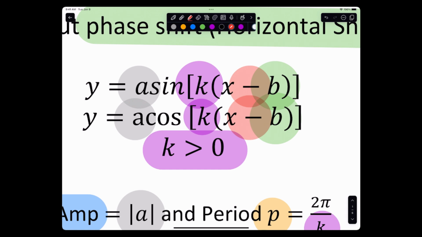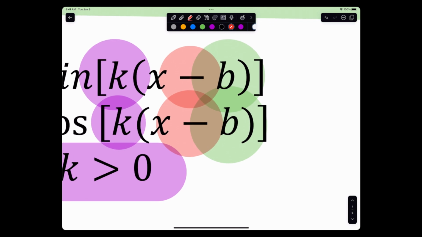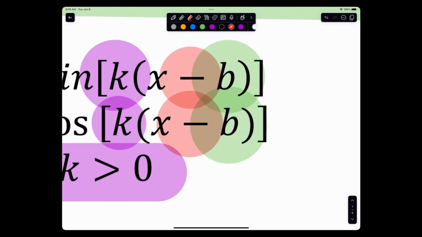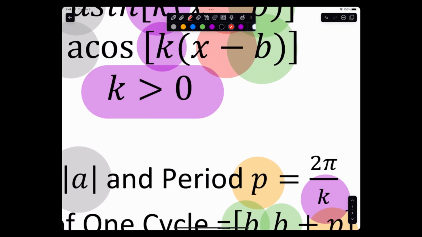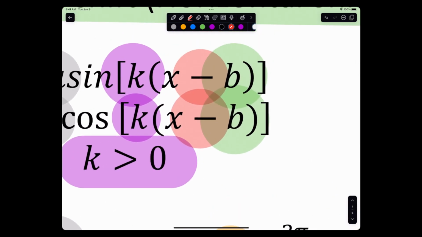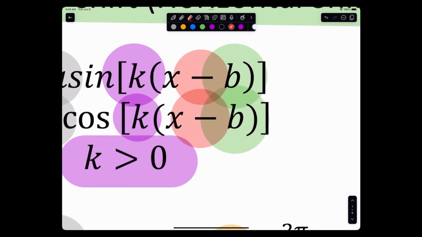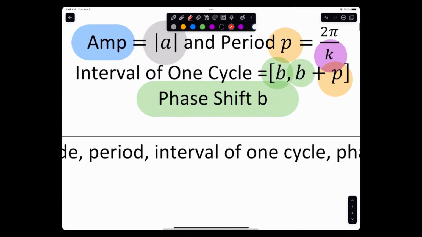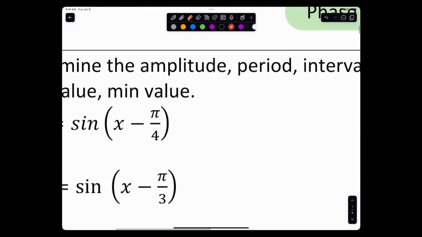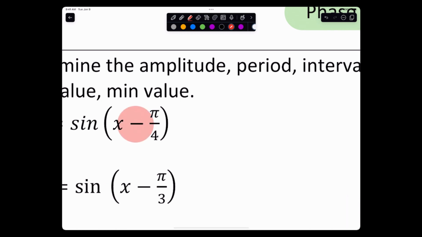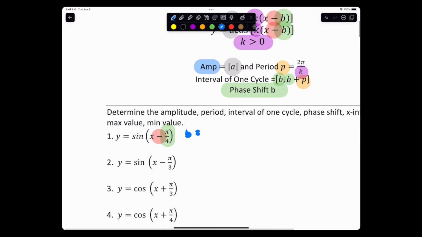So this is x minus, and x minus. The B value is not here. It comes after the minus sign. That is what B is. Say that again. The B value comes after the minus sign. That's B. So what came after the minus sign here? Ladies and gentlemen, you want to know what your phase shift is here? Phase shift here will be pi over 4.